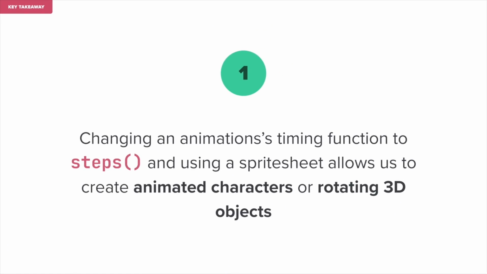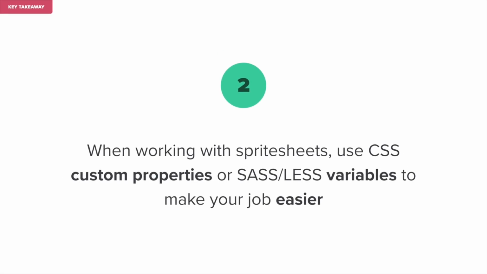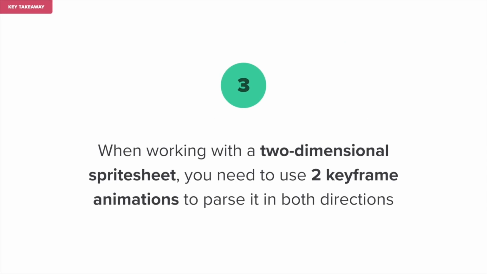Okay, time for some key takeaways. Changing an animation's timing function to steps and using a sprite sheet allows us to create animated characters or rotating 3D objects. When working with sprite sheets, use CSS custom properties or Sass or Less variables to make your job easier. When working with a two-dimensional sprite sheet, you need to use 2 keyframe animations to parse it in both directions. And that's about it for the second demo in our course, creating animations with sprite sheets.